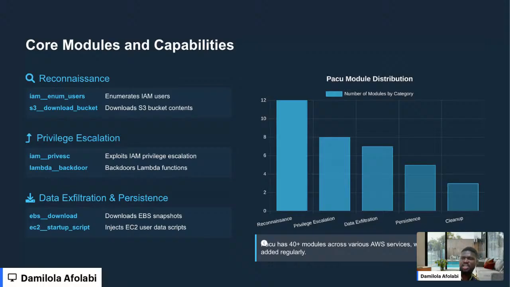So this chart here gives you a visual breakdown of Pacu's capabilities. As you can see, the largest category of module is reconnaissance. This is always the first phase of any attack, gathering information. Modules like iam__enum_users help you figure out who has access to the account. The biggest category is escalation, privilege escalation.